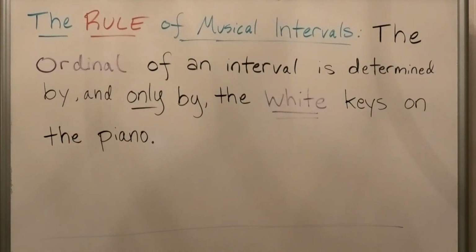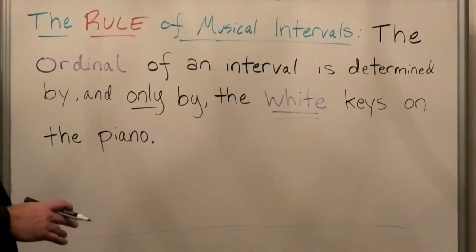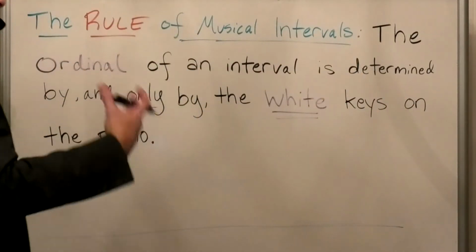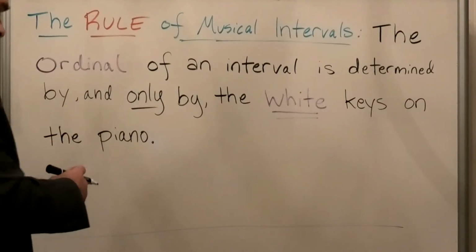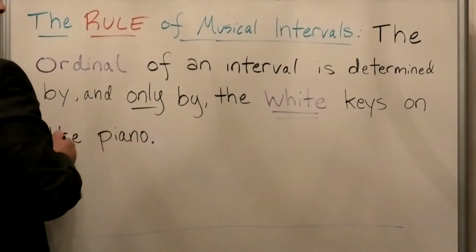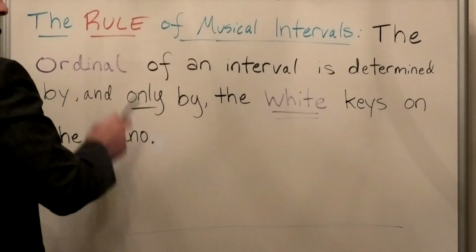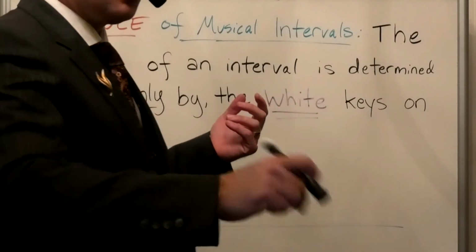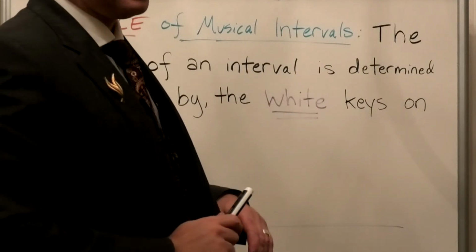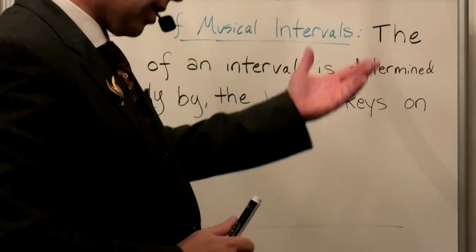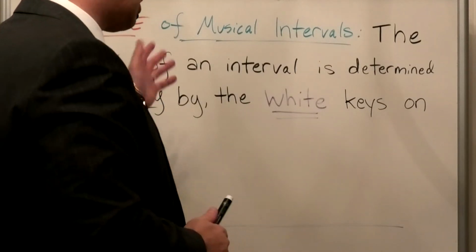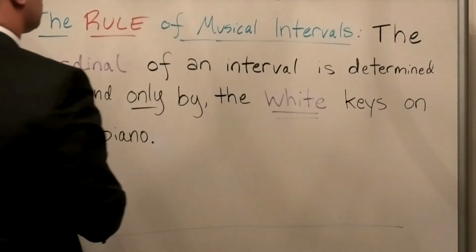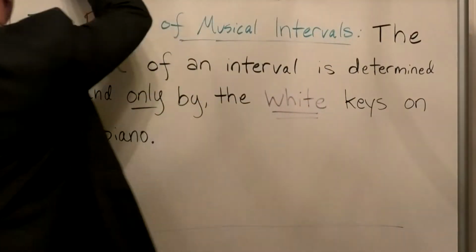Now you may be looking up and saying, I have no clue what that means. But we'll worry about that as we get into it. This rule will start to come about, and it will greatly help you to understand what interval we're talking about. The ordinal of an interval is determined by and only by the white keys on the piano. So if you play the violin and you play 2 notes, and somebody says, what interval is that? We have to imagine in your mind what that would be on the piano. And then you can know what interval it is. You can't know certain intervals unless you're imagining the interval on the piano.